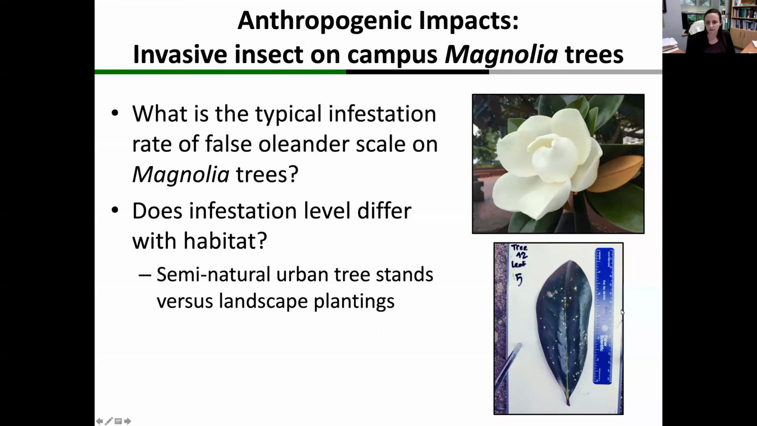And we're specifically interested in whether or not infestations of these trees is impacted by where the tree is planted. And so we're currently comparing infestation levels of plants that are located in the middle of campus, so they've been purposefully planted as a landscape tree, and comparing that to plants that are found in more natural settings where they haven't been purposefully planted. And so that's a little bit of what goes on inside my lab.